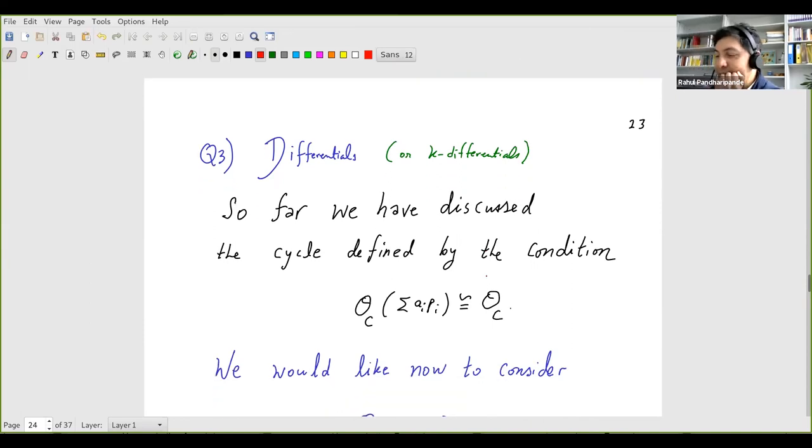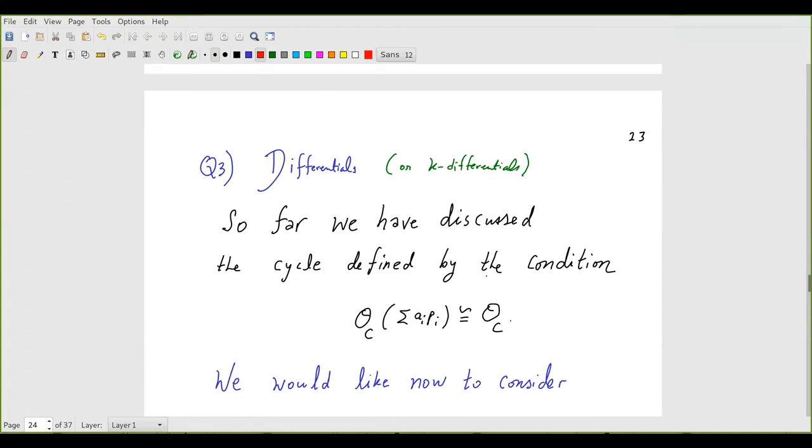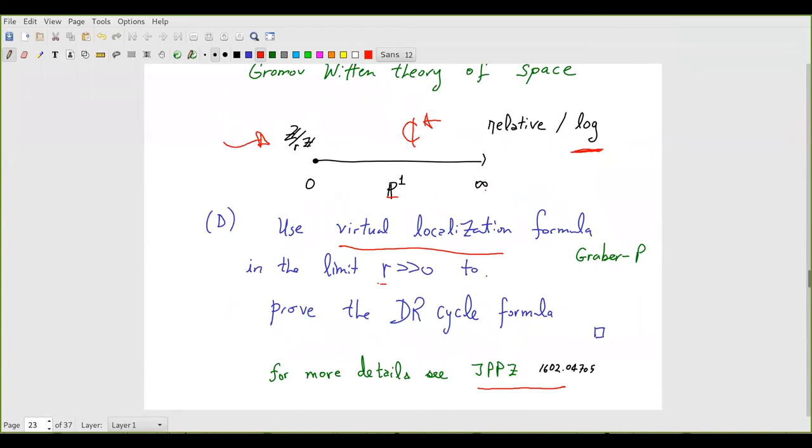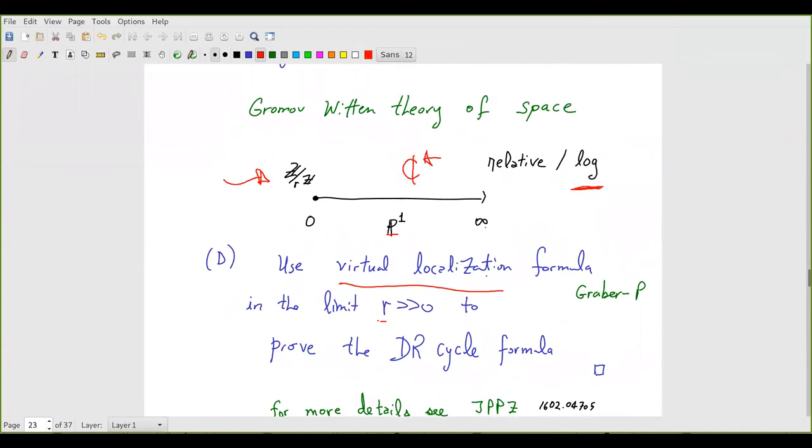Rahul: When you say that R should be sufficiently big, do you mean just sufficiently big or sufficiently divisible? No, it's sufficiently big. It's all sufficiently big R.